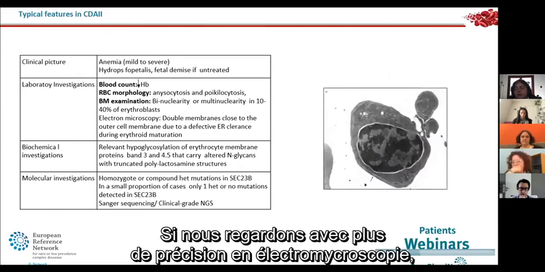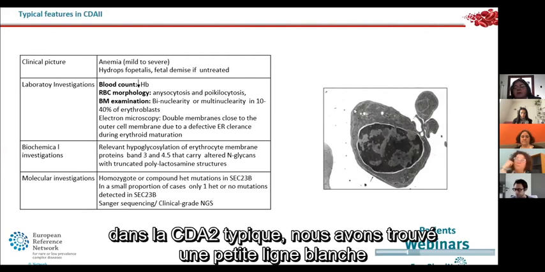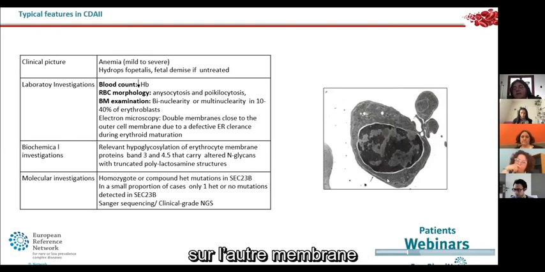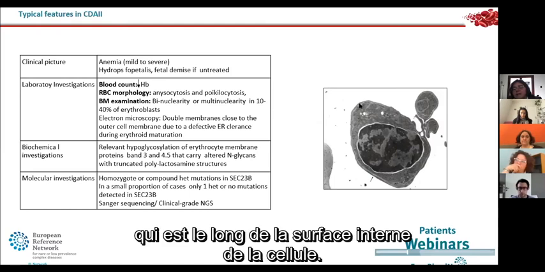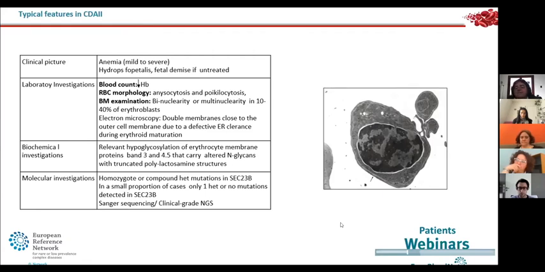If we look with more precision in electron microscopy, very typical of CDA II, we found this: you see a little white line, that is membrane that runs in the inner surface of the cell.